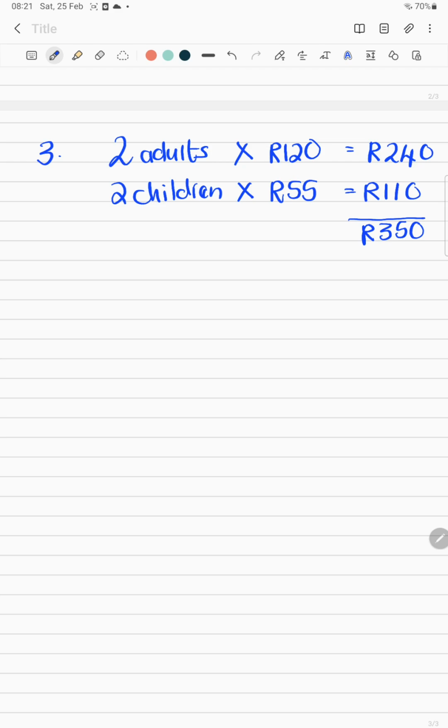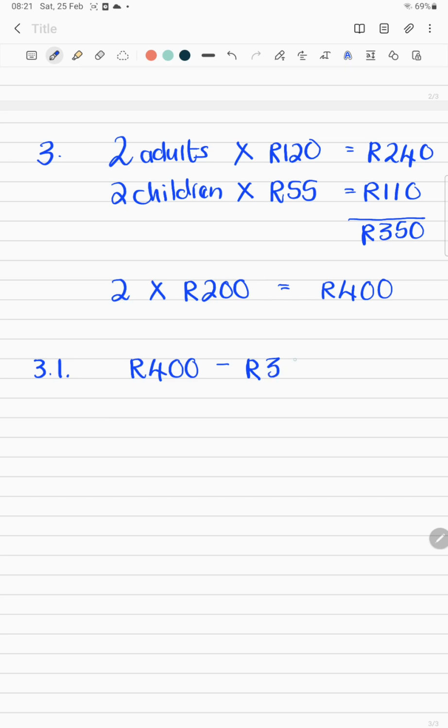Then there's more information. The father wants to pay with 2 200 Rand notes. So 2 200 Rand notes can easily be calculated. It totals 400 Rand. So that is the amount of money that the dad offers when he has to pay. We get to 3.1. And the first question is, what is the amount of change that he will get? I think you'll agree with me that this is not difficult. He gives 400 Rand. He has to pay 350. So in his pocket, he will have 50 Rand change.